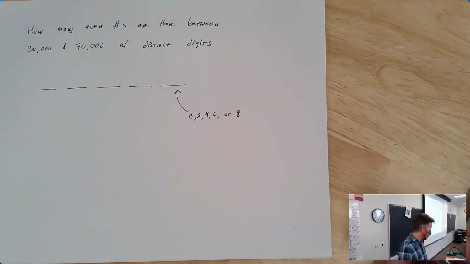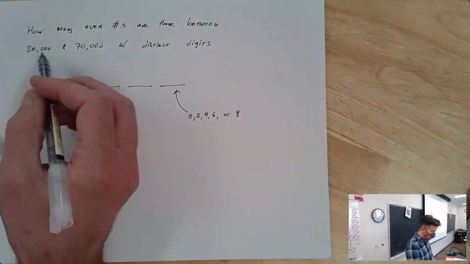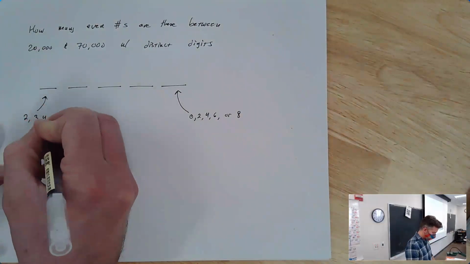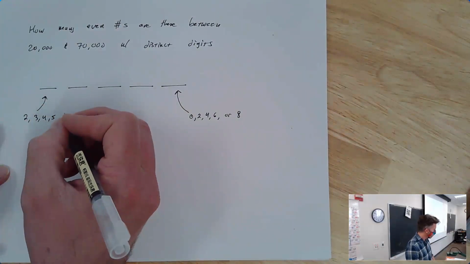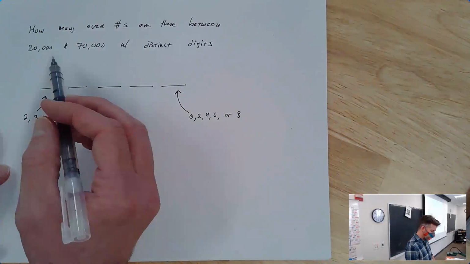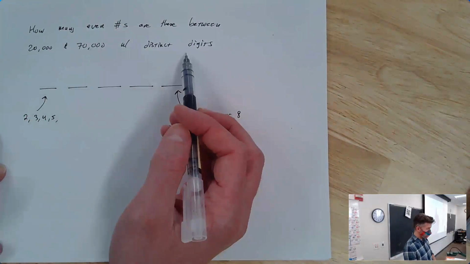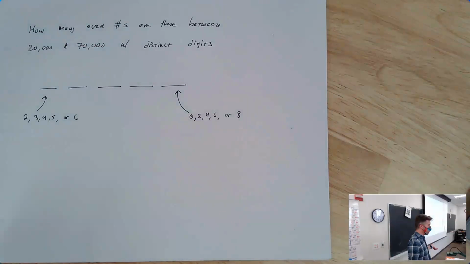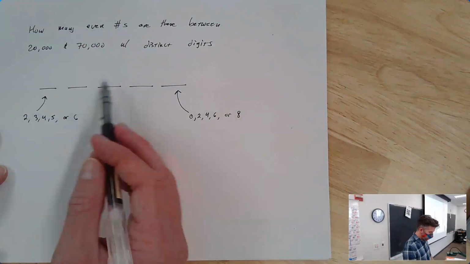There's no other option. And our first number, since we're between 20,000 and 70,000, my first number could be 2, 3, 4, 5. Can it be 7? Well, is there a number between 20,000 and 70,000 where all the digits are distinct and it starts with a 7? No, there's not. The only number between 20,000 and 70,000 would be 70,000, and that doesn't have distinct digits. Okay, so we've got choices there. And now we have to figure out what's going on with the rest of these.